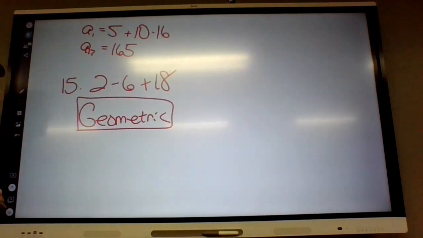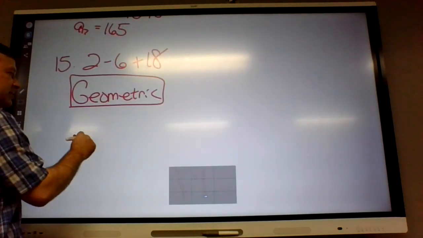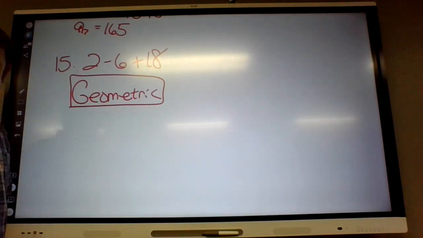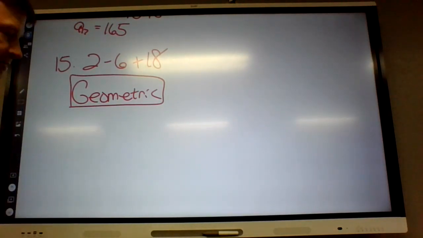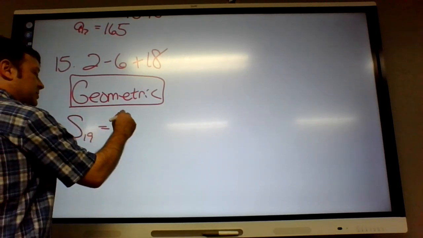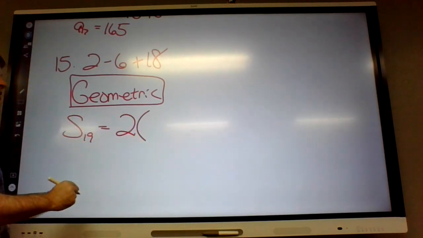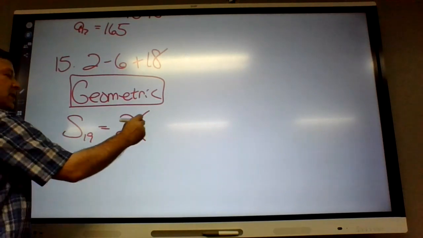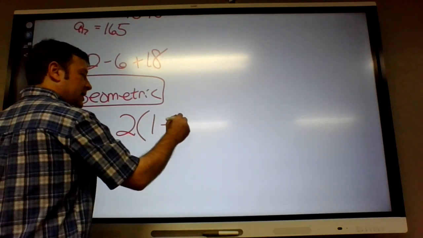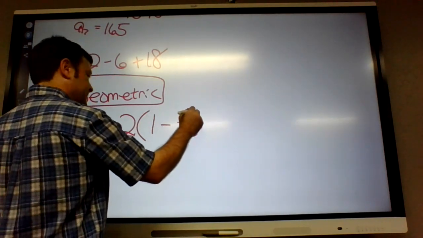So that's one answer. The other answer is, what's it approaching? We're going to use the formula from earlier, so I'm not going to rewrite it. But the first term, how many are we adding, by the way? 19? Okay, so the first term is 2. And then we did 1 minus the common ratio, that's what Shannon said. So you gotta be careful on this one.